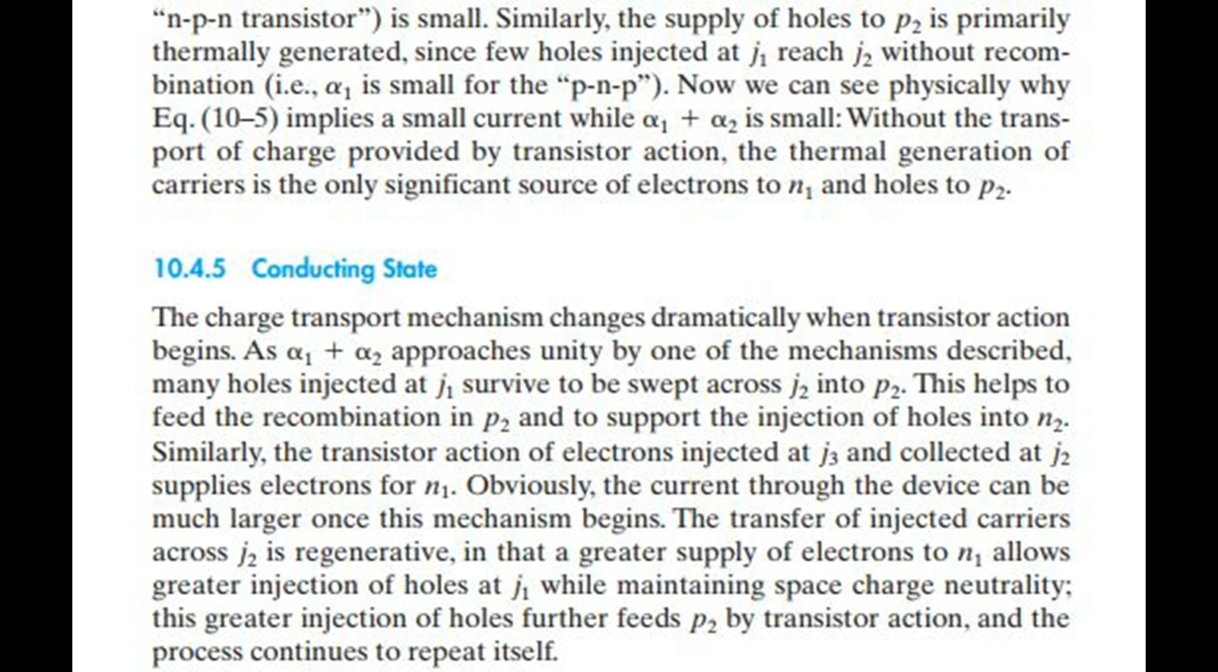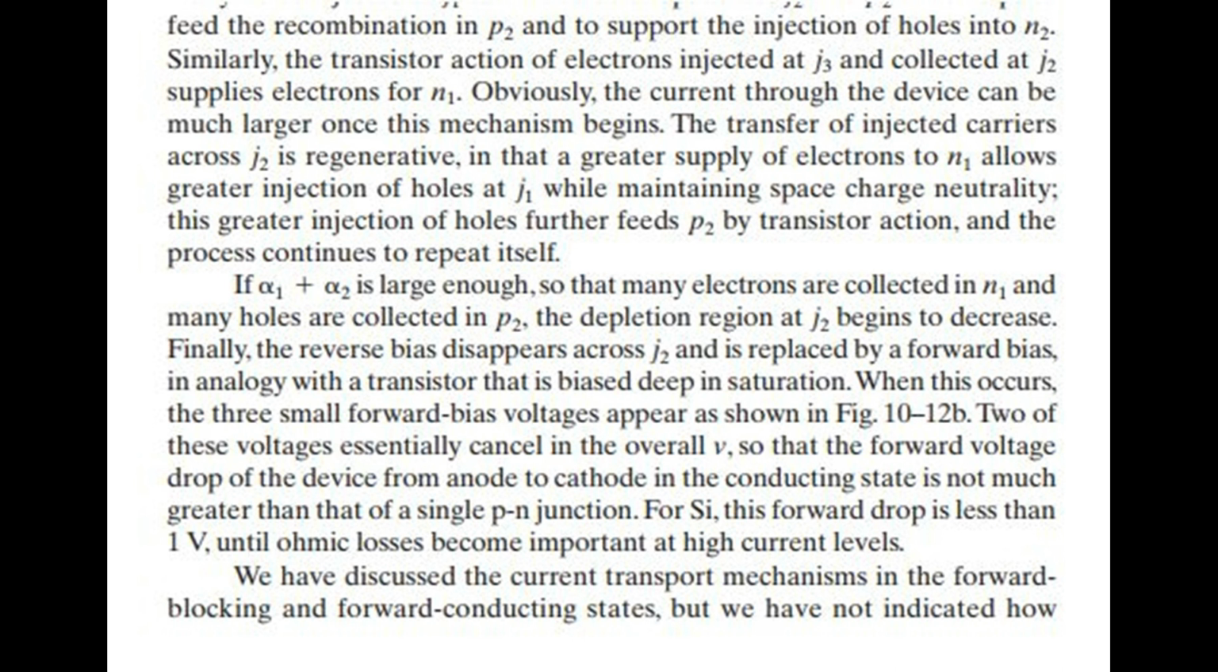The transfer of injected carriers across J2 is regenerative, in that a greater supply of electrons to N1 allows greater injection of holes at J1 while maintaining space charge neutrality. This greater injection of holes further feeds P2 by transistor action, and the process continues to repeat itself. If α1 plus α2 is large enough, so that many electrons are collected in N1 and many holes are collected in P2, the depletion region at J2 begins to decrease. Finally, the reverse bias disappears across J2 and is replaced by a forward bias, in analogy with a transistor that is biased deep in saturation.